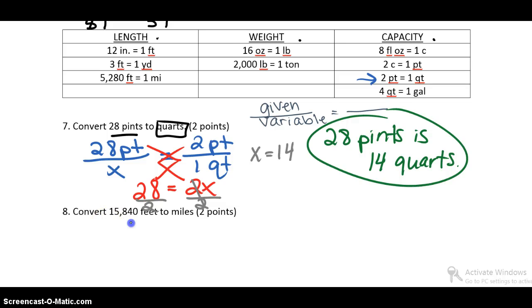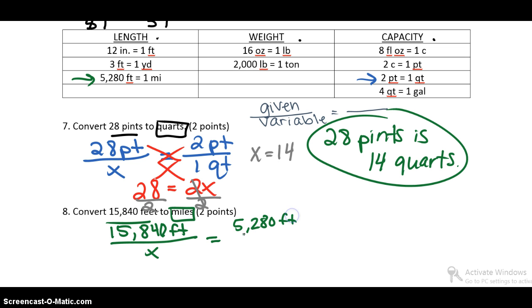Now looking down at number 8, it says convert 15,840 feet to miles. So again, we're going to start with our given. 15,840 feet for x over our variable equals. Now we're going to find the relationship between feet to miles. So we're going to look at length here, and we see 5,280 feet equals 1 mile. So again, we're keeping feet on the same level, miles on the same level. So we're going to have 5,280 feet over 1 mile.